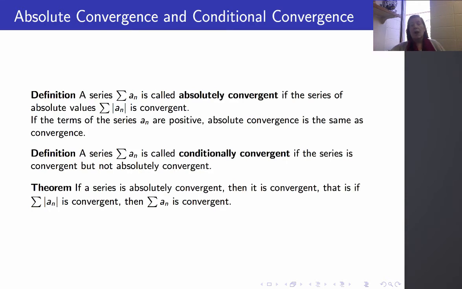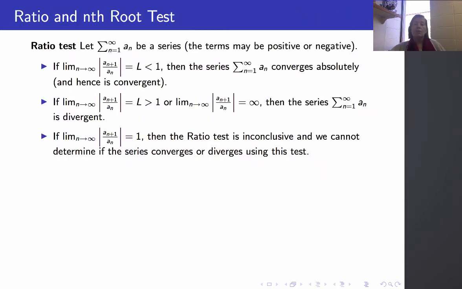We say a series is absolutely convergent if the sum of the absolute values converges, and it's conditionally convergent if the series itself converges but the sum of the absolute values does not converge. And of course, if a series is absolutely convergent, then it's actually convergent. So if the sum of the absolute values converges, then we can conclude that the sum of the series itself converges.